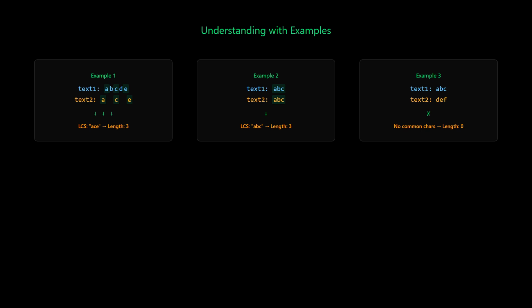Another example, if text1 is ABC and text2 is ABC, then the entire string ABC is the longest common subsequence with length 3. But if text1 is ABC and text2 is def, there's no common subsequence, so the answer is 0. The important thing to remember is that subsequences preserve the relative order of characters, but they don't have to be contiguous.